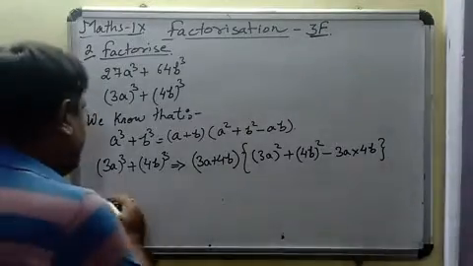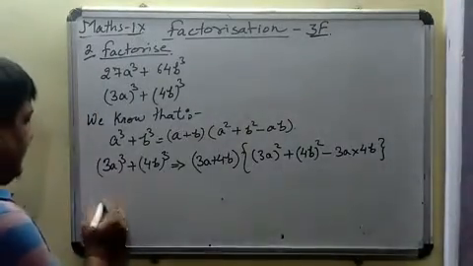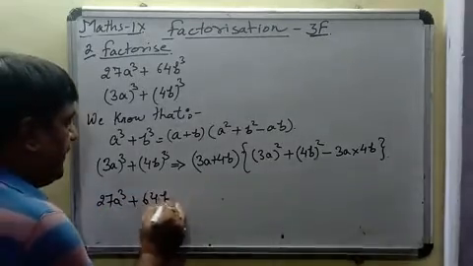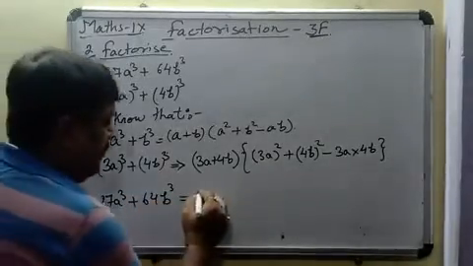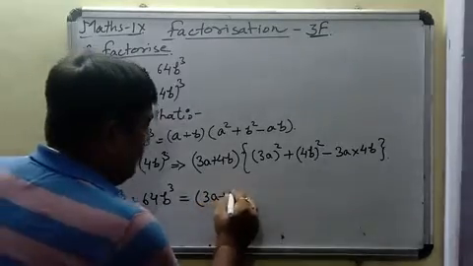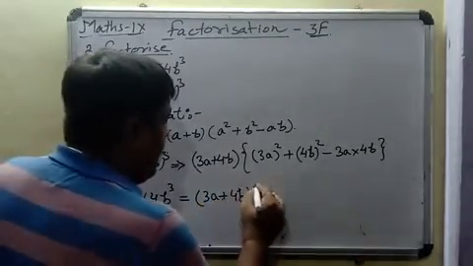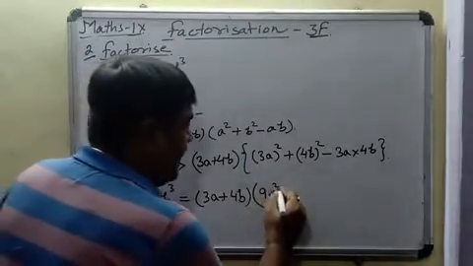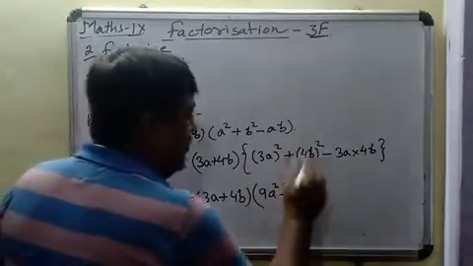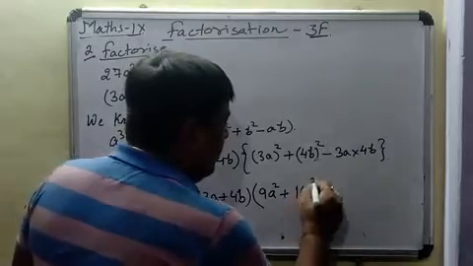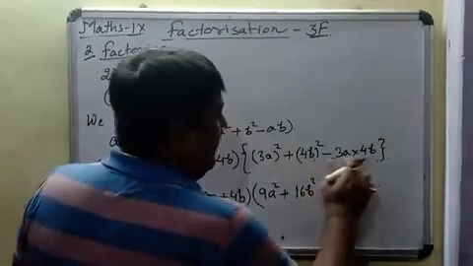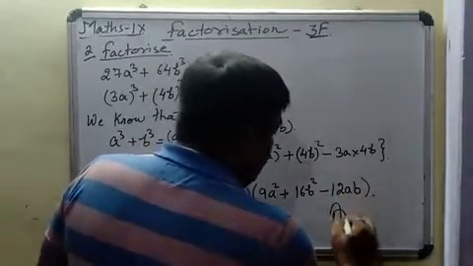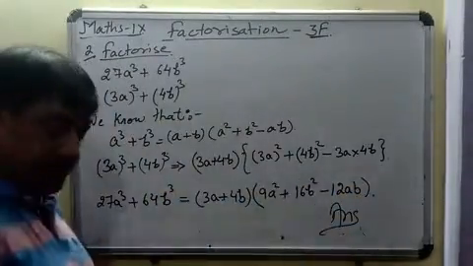Now in the final step, this stands for 27a cube plus 64b cube will be equal to, in the first bracket 3a plus 4b, and in the second bracket 3a square will become 9a square, plus 4b whole square will become 16b square, minus 3 into 4, that is 12ab. So it has been done.